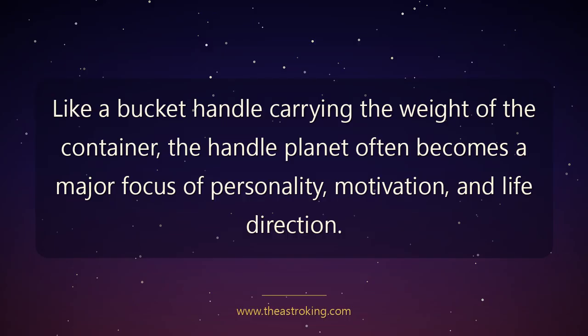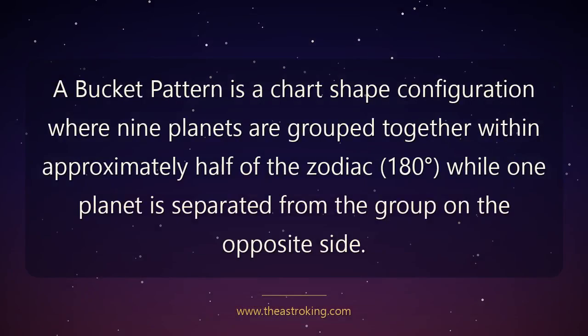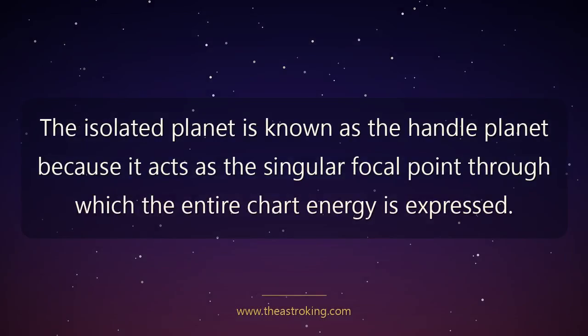What is a bucket pattern? A bucket pattern is a chart-shaped configuration where 9 planets are grouped together within approximately half of the zodiac, 180 degrees, while one planet is separated from the group on the opposite side. The isolated planet is known as the handle planet because it acts as the singular focal point through which the entire chart energy is expressed.